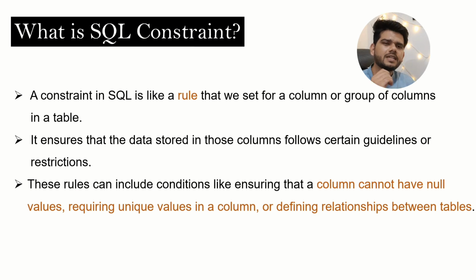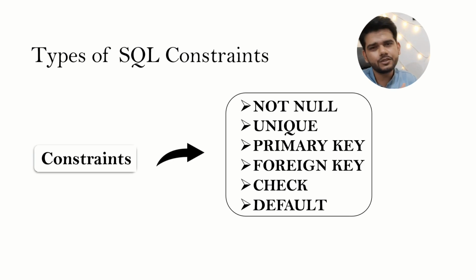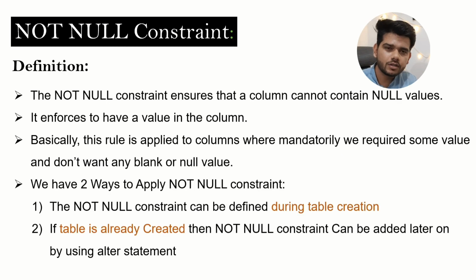That means if a column satisfies that particular rule, only then will data get inserted or updated in this particular column. These rules can include conditions like ensuring the column cannot have null values, the column can store only unique values, or defining the relationship between tables. The constraints define the conditions that data must meet to ensure accuracy and reliability within the database. Let's explore each of the mentioned constraints with an easy to understand definition and detailed explanation along with examples using SQL code. Number 1, we have the not null constraint.